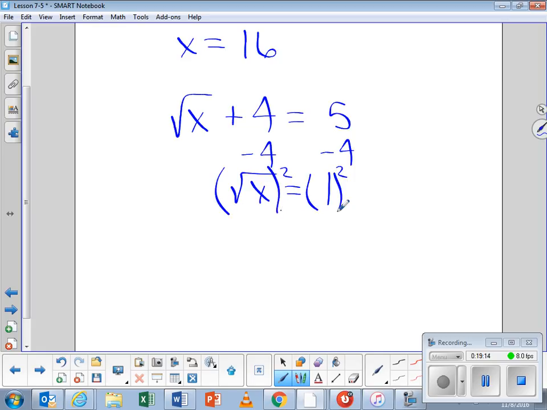And when I square square root of x, the square root and the square cancel, leaving me with an x. And when I square 1, I get 1. So x is equal to 1. Check it out. What's the square root of 1? 1. 1 plus 4 is 5. It works, doesn't it? Okay.